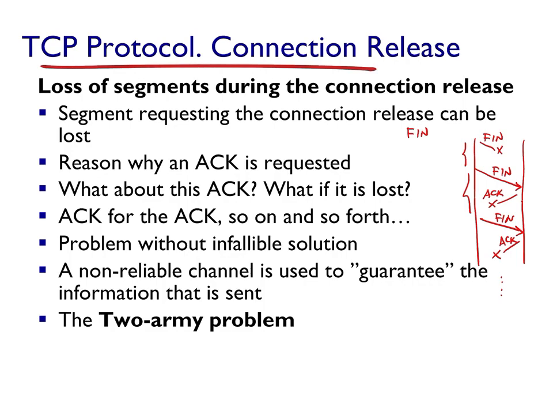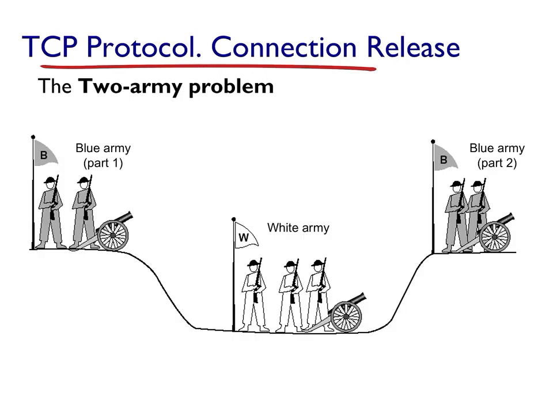So this is the reason why TCP works on a non-reliable channel that is used to guarantee that information is sent. TCP works on top of IP, and IP doesn't give the security that all data arrive at the destination. So this is the so-called two-army problem.